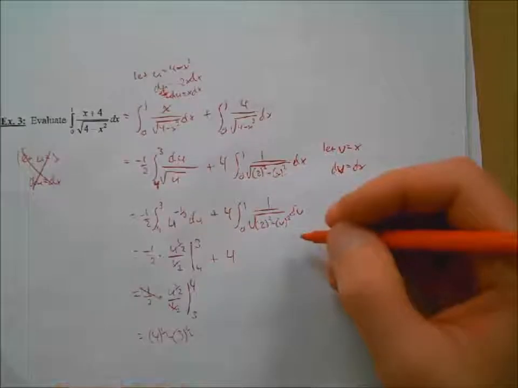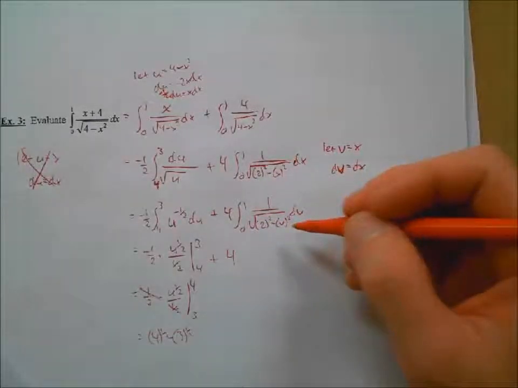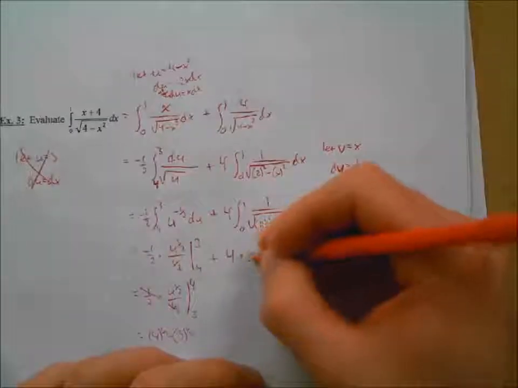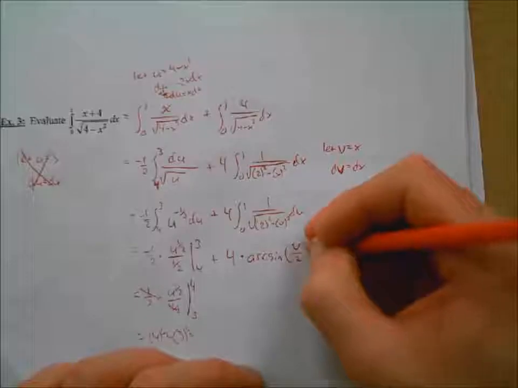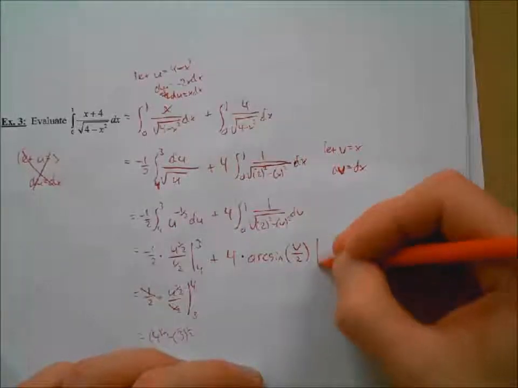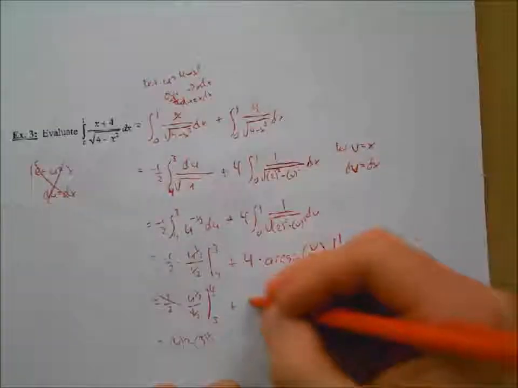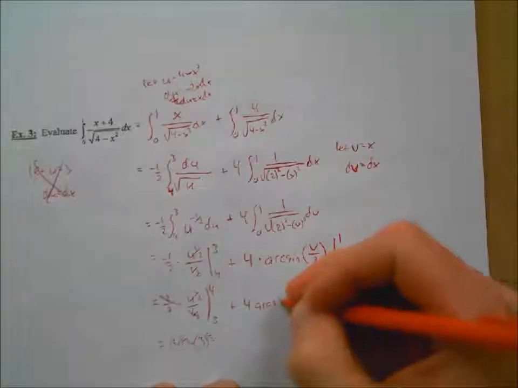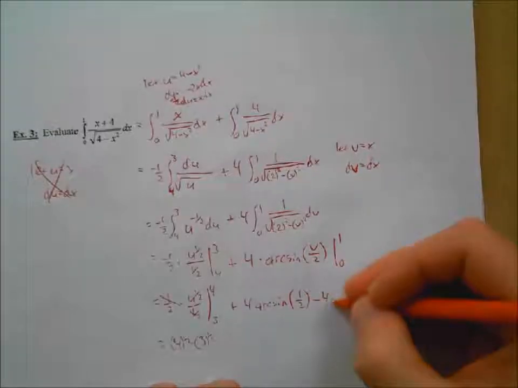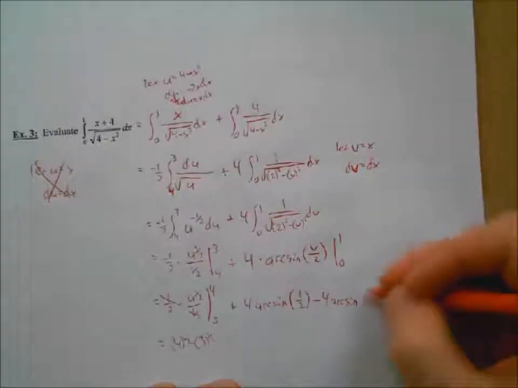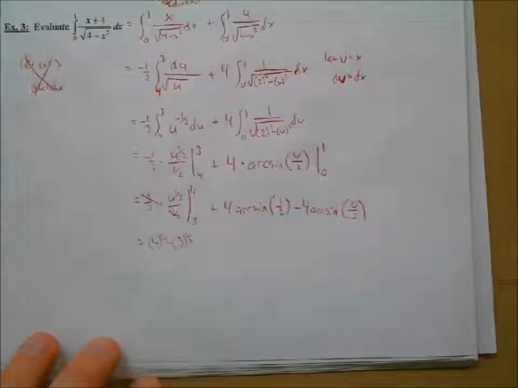Anywho, now we're ready to integrate this. This is going to be an arc sine. Does arc sine have the 1 over a in front? No, it does not. So times arc sine of v over a, or u over a, and then we evaluate that from 0 to 1. So again, plus 4 arc sine of 1 over 2 minus 4 arc sine of 0 over 2.